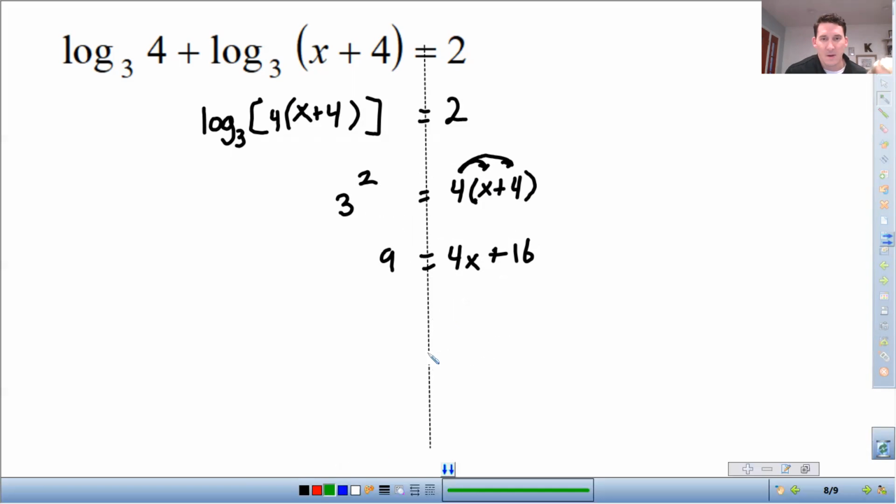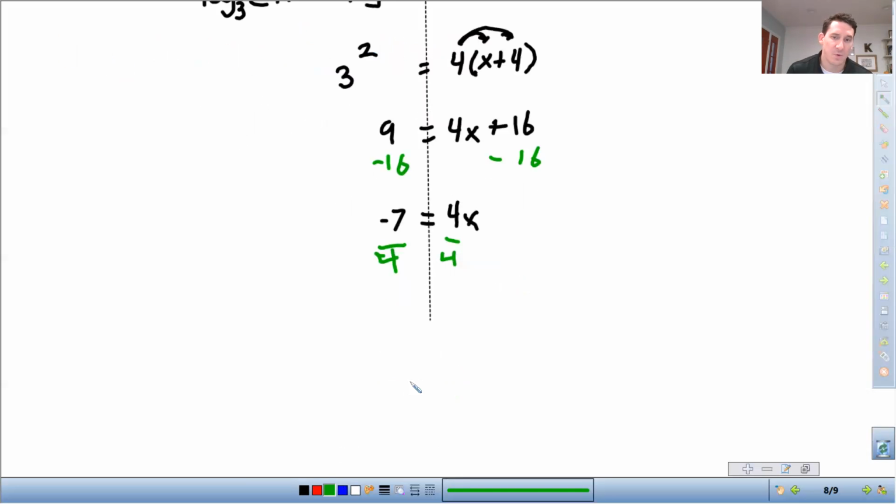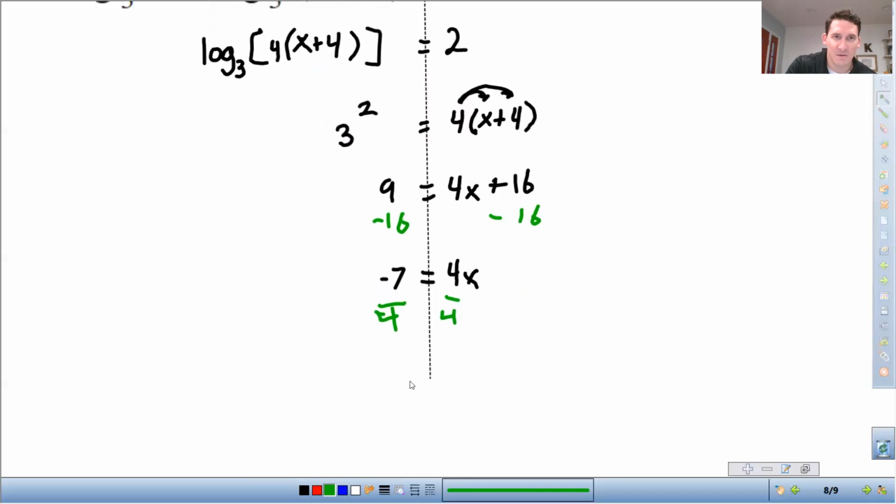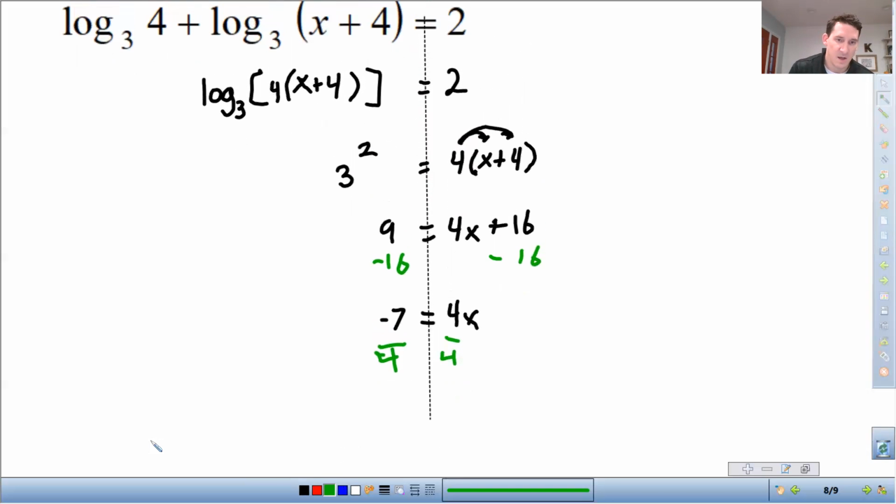Okay. All right, subtract 16 from both sides. 9 minus 16 is -7, equal to 4x. Divide both sides by 4. You can leave it as -7/4 or divide that out. You can use the calculator, that's fine. That comes out to -1.75.